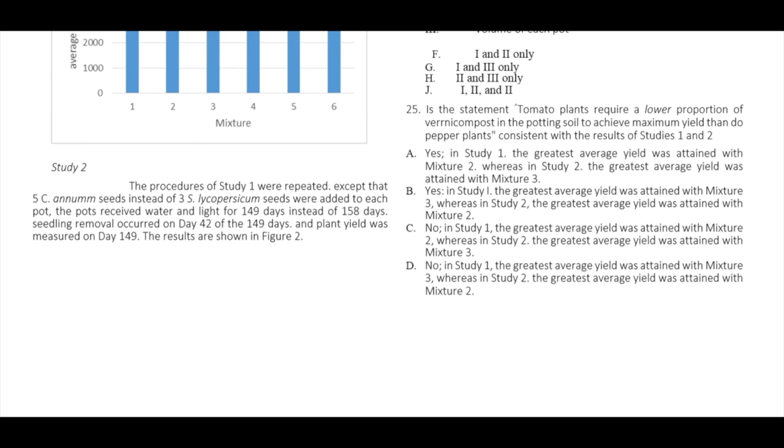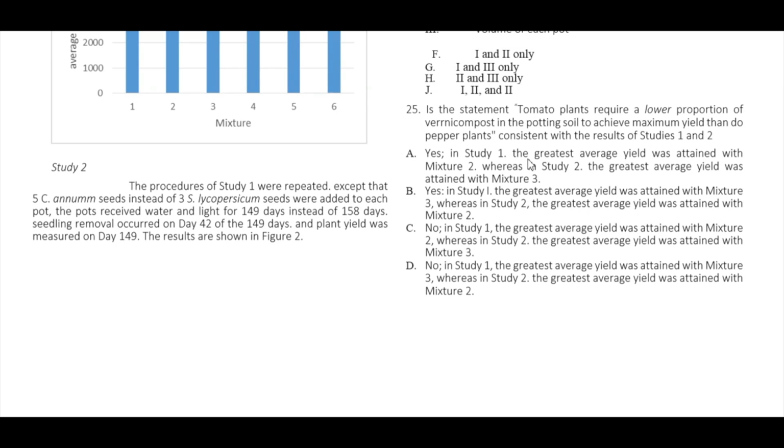Alright, question 25 says, is the statement, tomato plants require a lower proportion of vermicompost in the potting soil to achieve maximum yield than do pepper plants, consistent with the results of studies 1 and 2? So, between studies 1 and 2, they used different seeds. One used a tomato plant and the other used pepper plants, and we need to figure out, is the statement true? Tomato plants require a lower proportion to reach maximum yield than pepper plants.